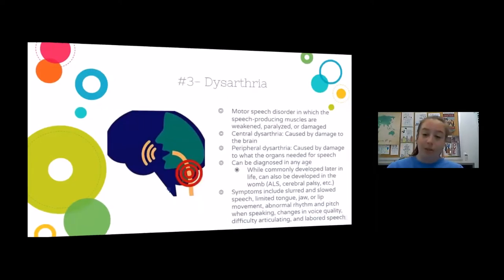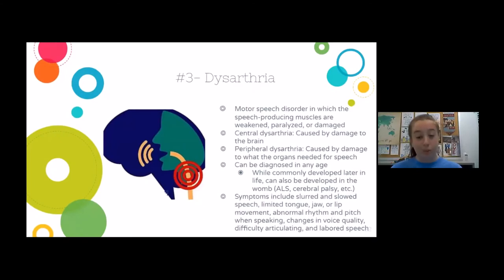And then this one is called dysarthria. It's a motor speech disorder in which speech producing muscles are weakened. Paralysis is caused by damage to the brain. A peripheral dysarthria is caused by damage to the organs we need for speech. So you can be diagnosed with dysarthria at any age, but it's more commonly developed later in life.